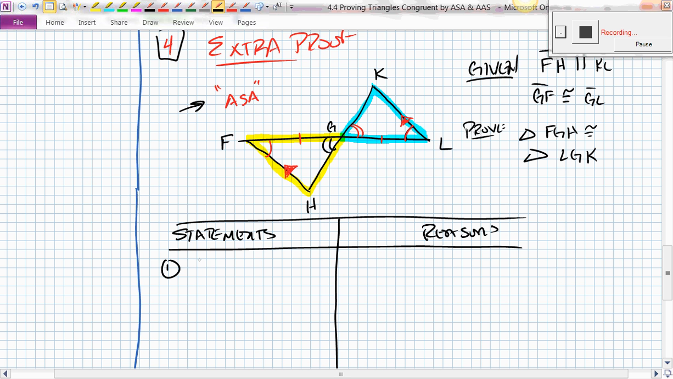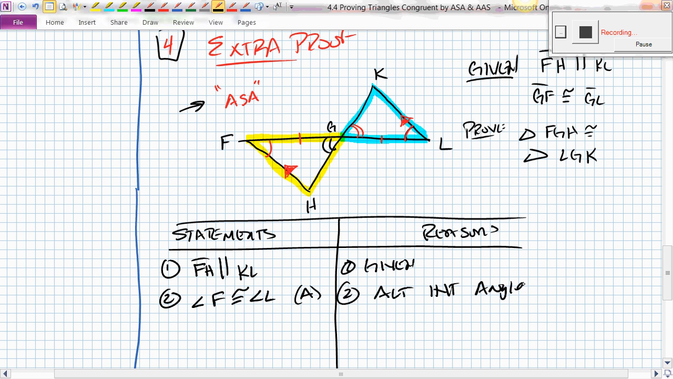So number one, we're going to say that FH is parallel to KL. And that's just given to us. Now, because they are parallel, we know that angle F is congruent to angle L, and that is an angle. And the reason is because they are alternate interior angles. Okay, I'm going to get a side now. Since I'm trying to prove angle, side, angle, I want to see if I can get that side. So I'm going to say that FG is congruent to LG, and that is a side, and that was given to me.